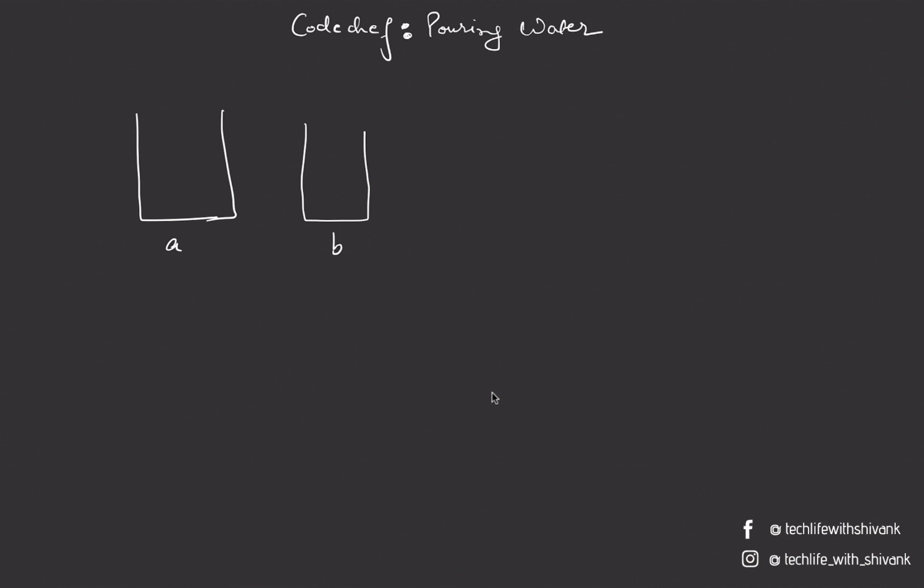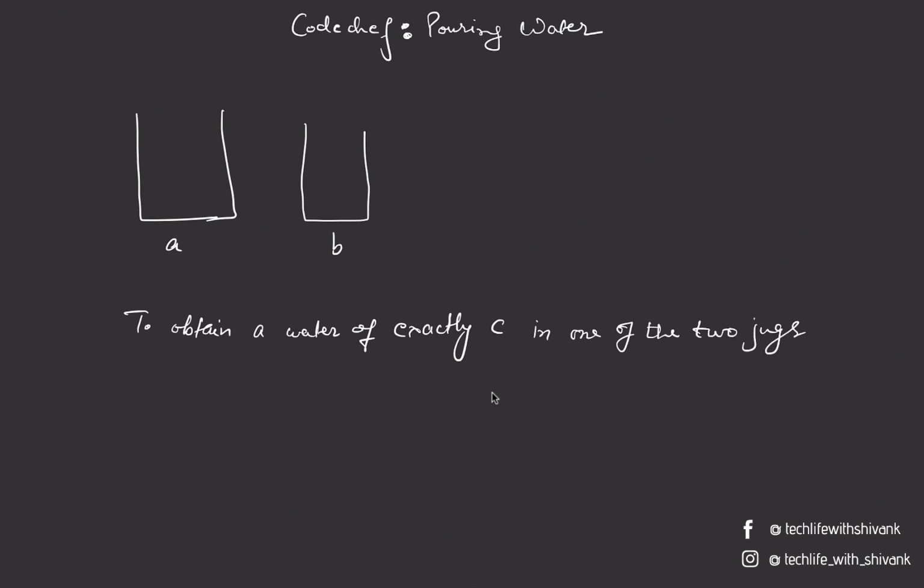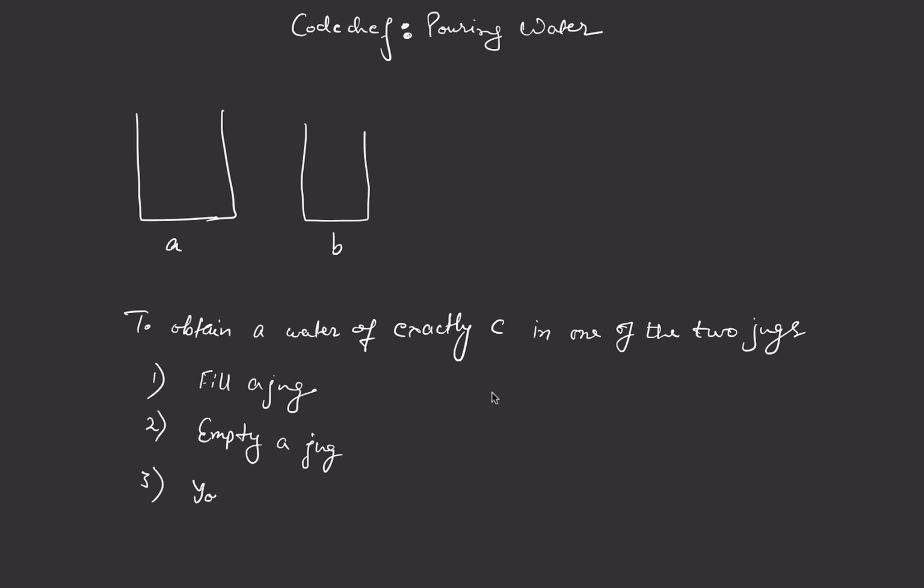And your task is to obtain exactly C liters of water in one of the two jugs. And for that you can perform three operations. The first one is you can fill a jug completely, or you can empty a jug, or you can transfer water from one jug to another without overflowing.